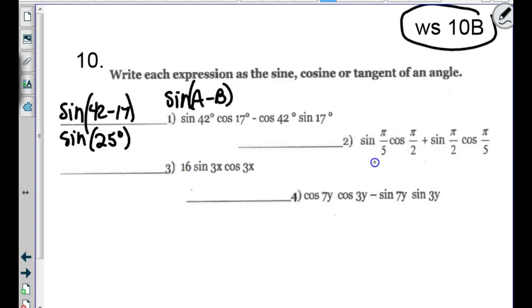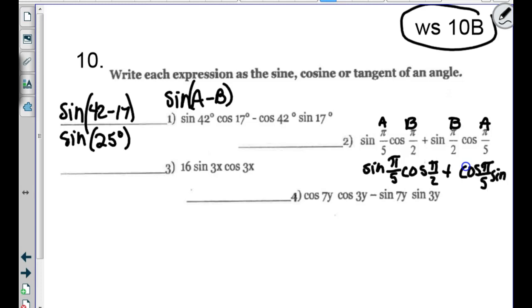All right, what about number 2? Sine cosine plus sine cosine. What? Oh, look at, they tried to trick us. If this is A and this is B, that's B and that's A, right? So it's sine cosine plus cosine sine. They just wrote it in the wrong order. I don't think I was that tricky on the quiz. What is sine cosine plus cosine sine? It's sine A plus B.